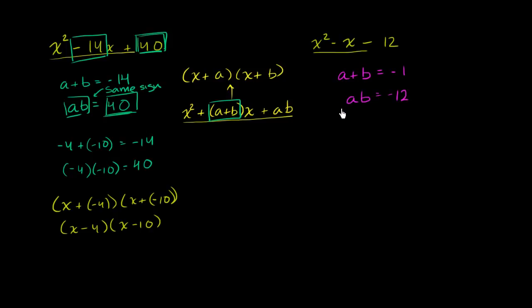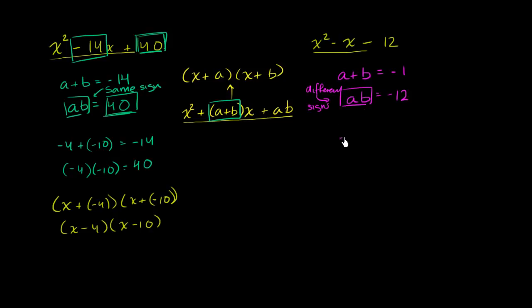Well, let's think about this a little bit. The product of the two numbers is negative, so that means that they have different signs. So one will be positive and one will be negative. And when I add them together, I get negative 1. Well, let's just think about the factors of negative 12. What about if one is 3 and maybe one is negative 4? Well, that seems to work, and you really just have to try these numbers out.